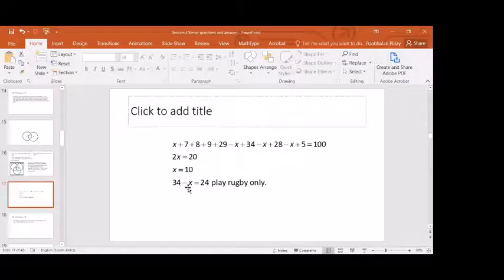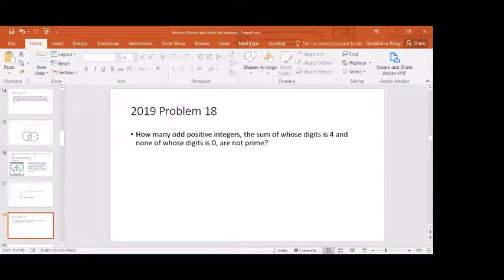And remember, we're trying to work out how many people play rugby. Only now we know the value of x. So therefore, we should be able to calculate 34 minus x. And the answer is 34 minus 10 because we said x is 10. And the answer is 24. All right. So the answer to that problem is 24.